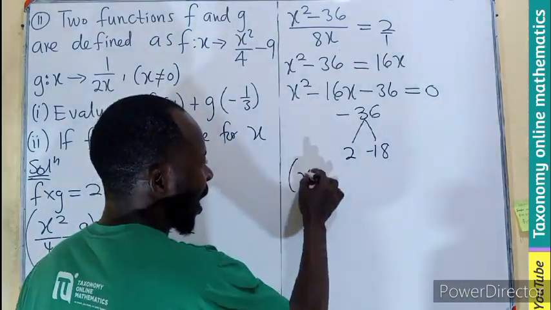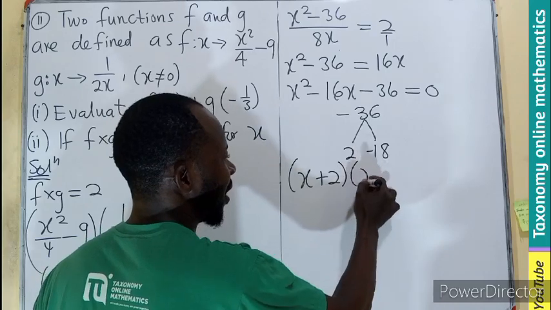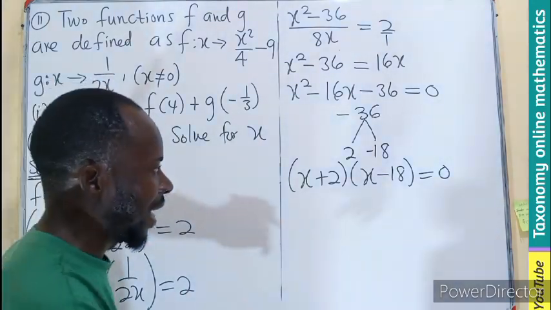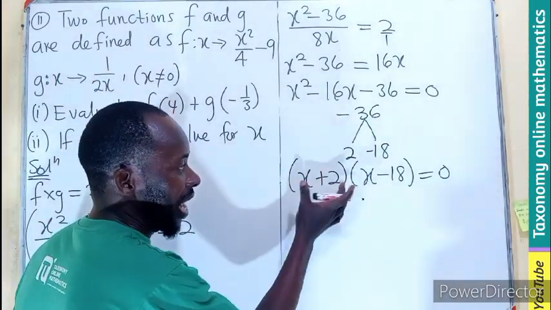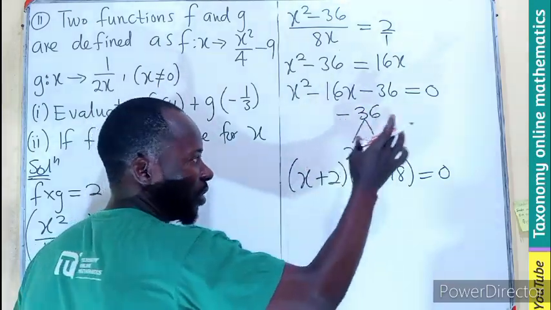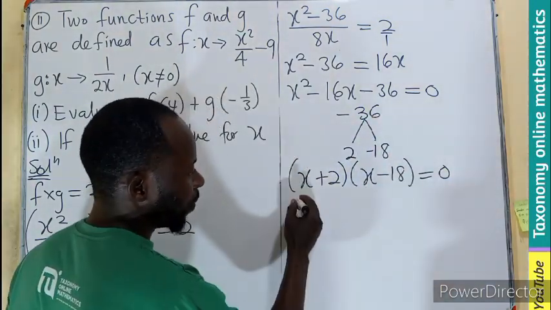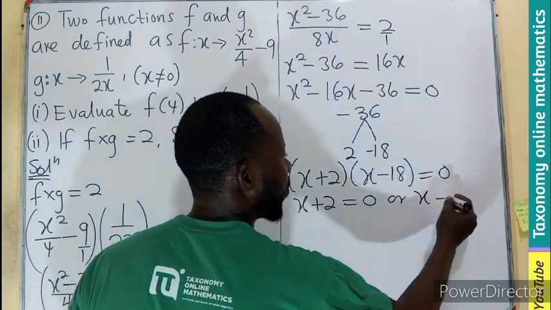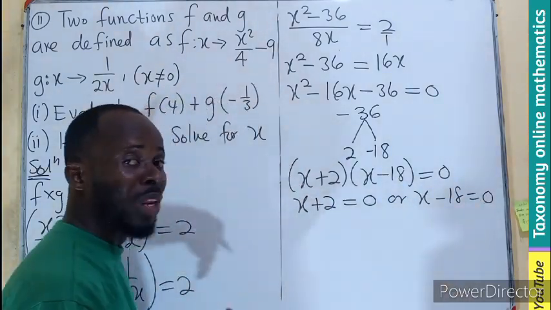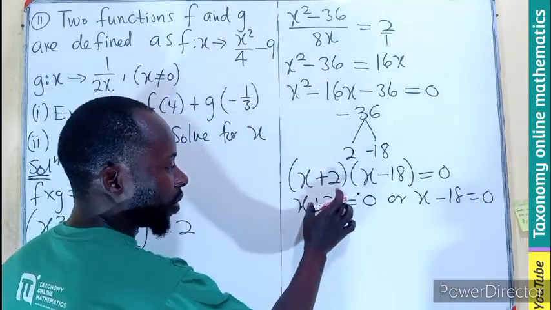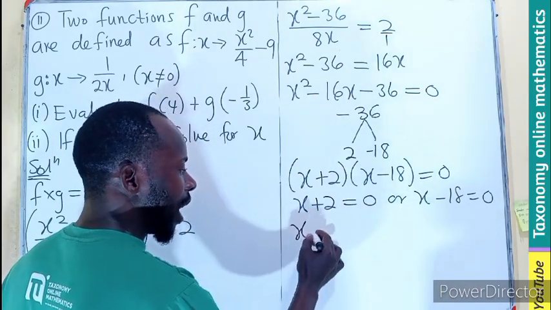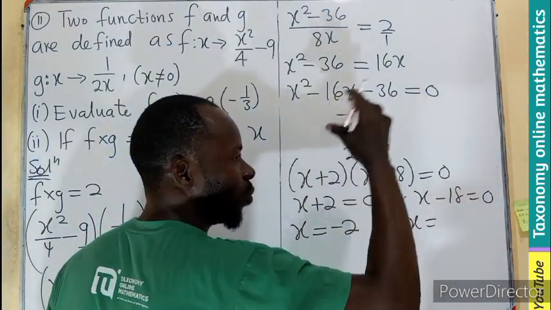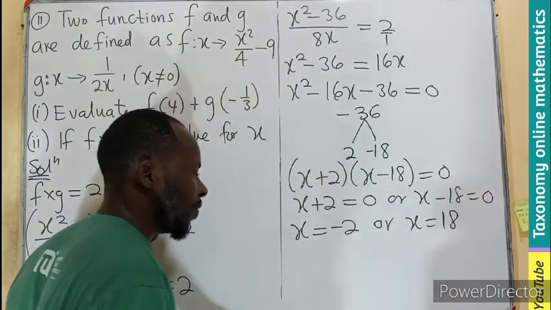So this is going to be x plus the first factor, x minus the second factor, all give us 0. There are two factors multiplying, so the first bracket will be 0 or the second bracket will be 0. So your x plus 2 equals 0 or x minus 18 equals 0. We need to transpose the constant term here. Positive 2 transposes to become negative, so x will be equal to negative 2 here. Negative 18 transposes to the right to become positive 18.